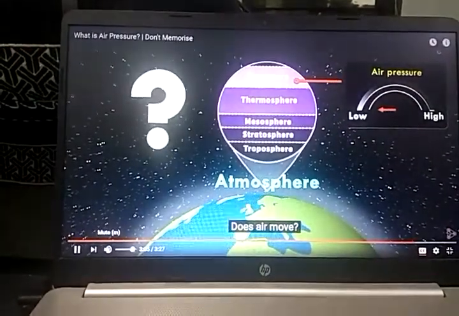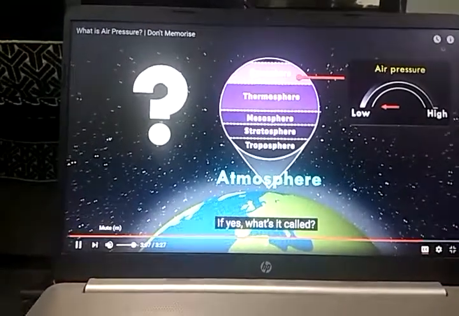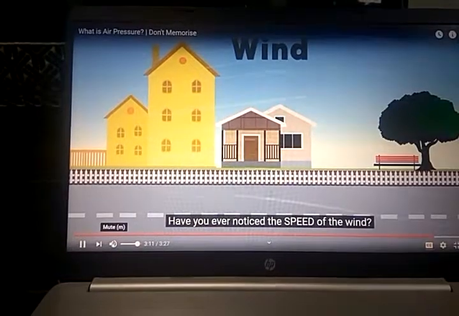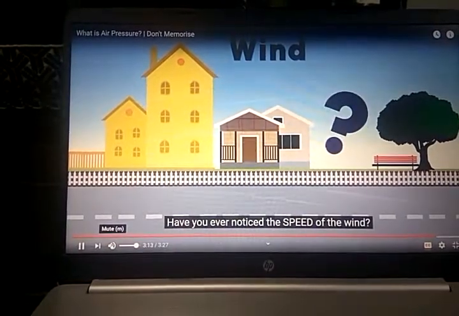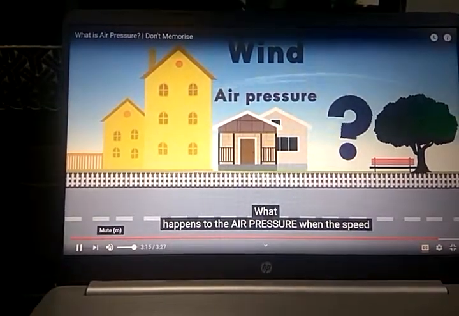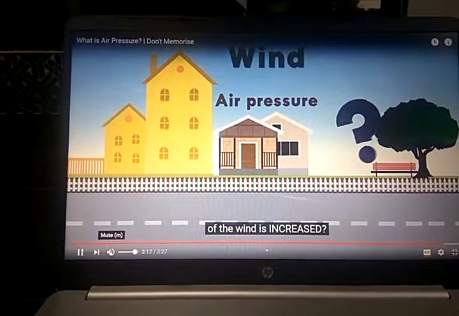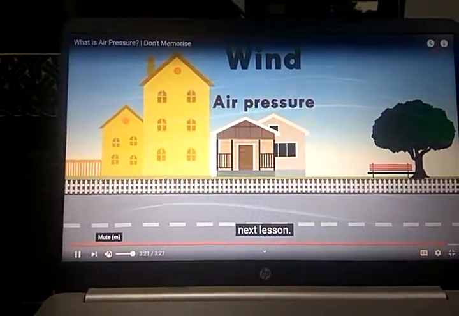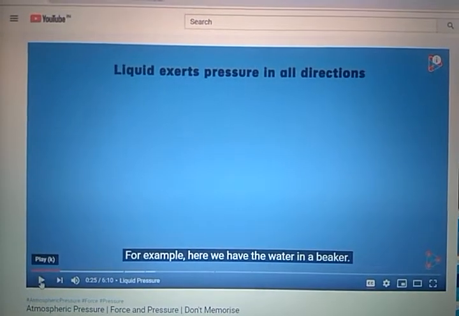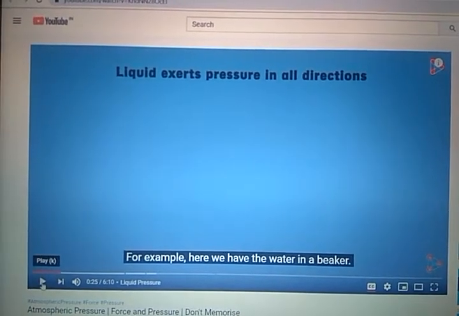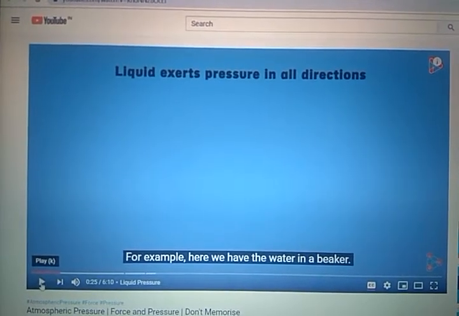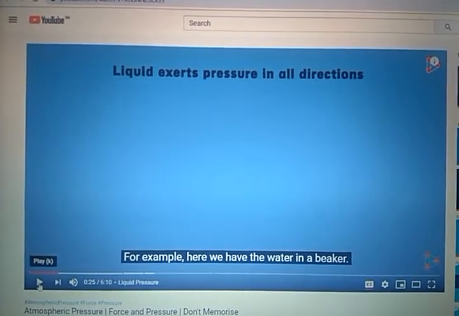Does air move? If yes, what is it called? Moving air is called wind. Have you ever noticed the speed of the wind? What happens to the air pressure when the speed of the wind is increased? We will find out the answers to these questions in our next lesson. Now, students, let's understand the concept of liquid exerting pressure in all directions by this activity.